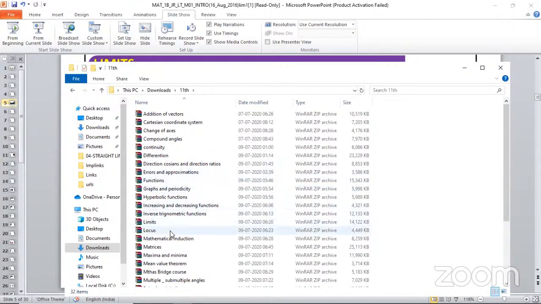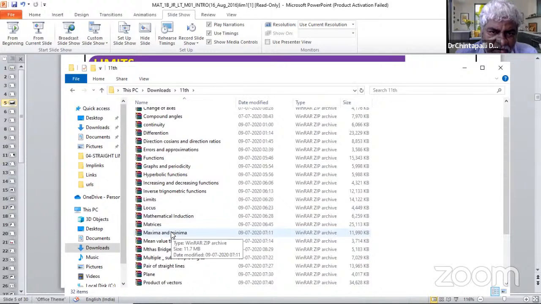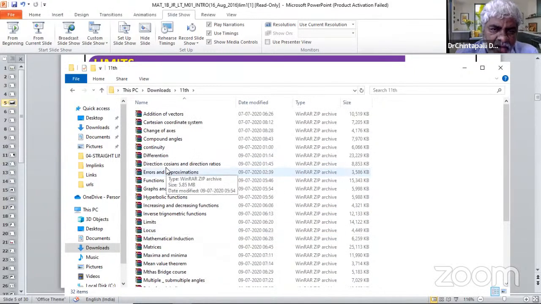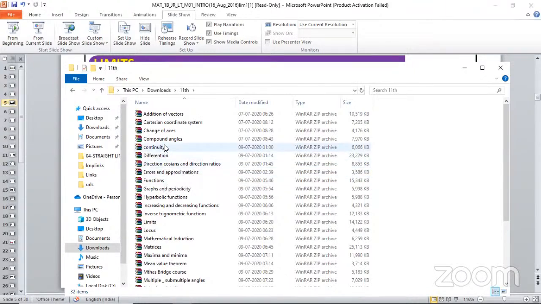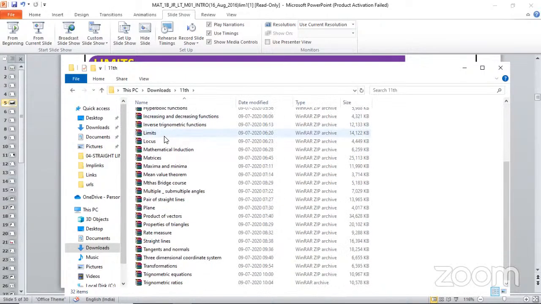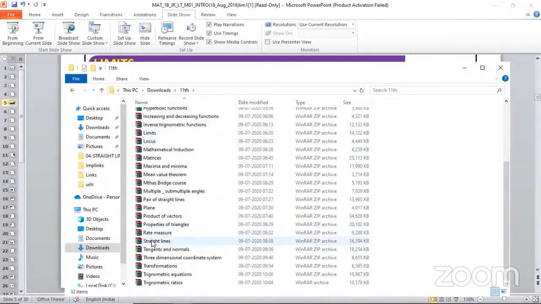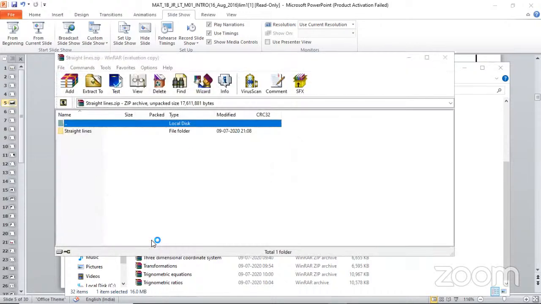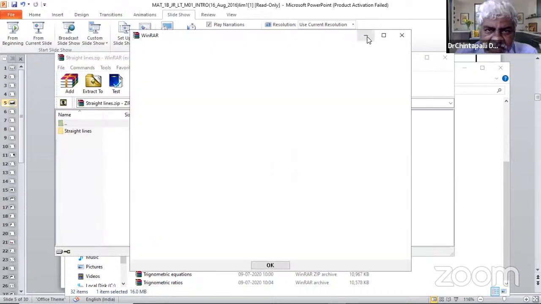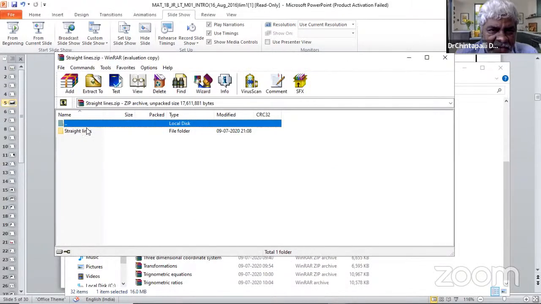At present we are at limits. After that we will have differences. The chapters are in alphabetical order. I think their system saved these files in alphabetical order. For example, we have straight lines. It's a very easy method. Yesterday I did it in a different method, which is a long method.